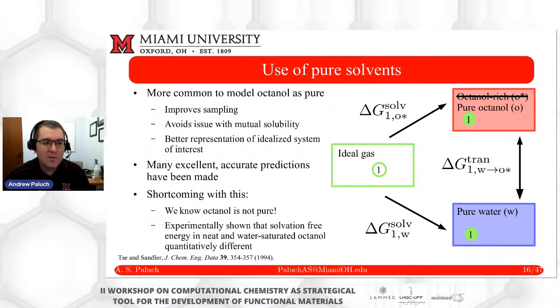Okay. And so there have been many accurate and excellent predictions using simulations. But again, the shortcomings are going to be if we're trying to quantitatively compare to experiments. Experimentally, they're treating that octanol-rich phase as being saturated with water, and we know the octanol is not pure. We would expect then that there's going to be some sort of quantitative difference. So Sandler showed that there's a quantitative difference when they cooked up their linear correlation.